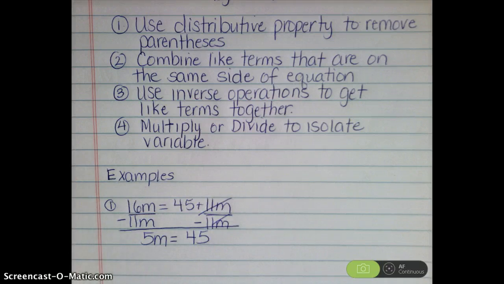Okay, the fourth step says to either multiply or divide to isolate the variable. Here's your variable. This m is being multiplied by 5, and the opposite of multiplication is division. So we're going to divide both sides by 5, and we have a solution. m equals 9.